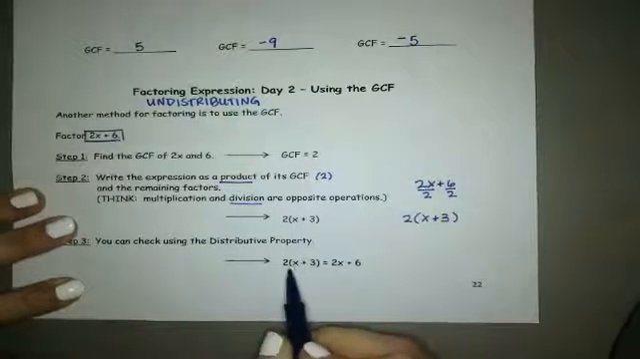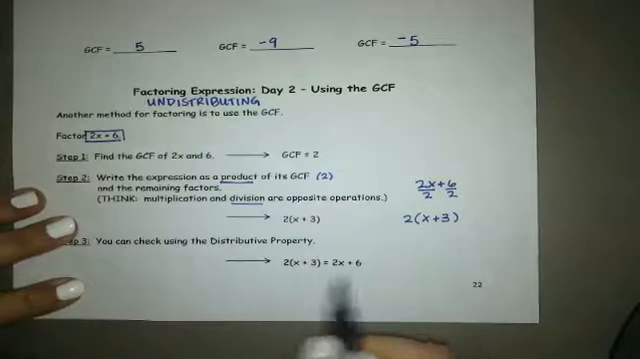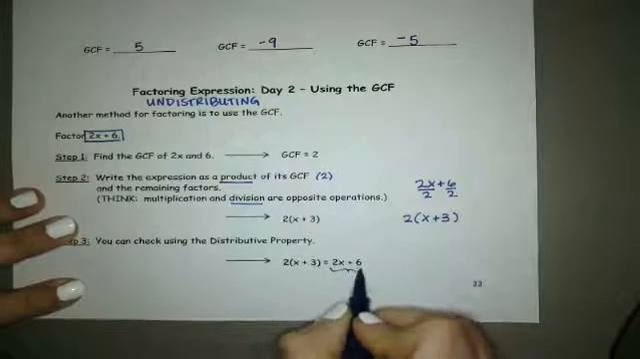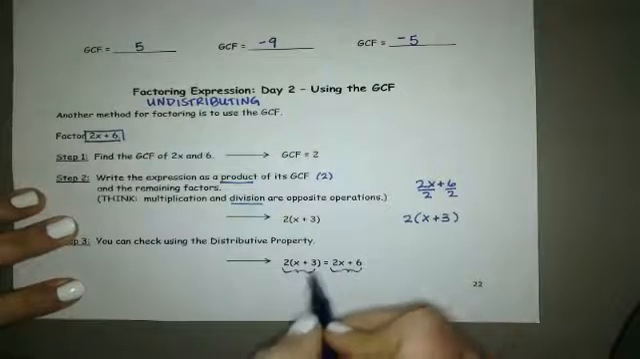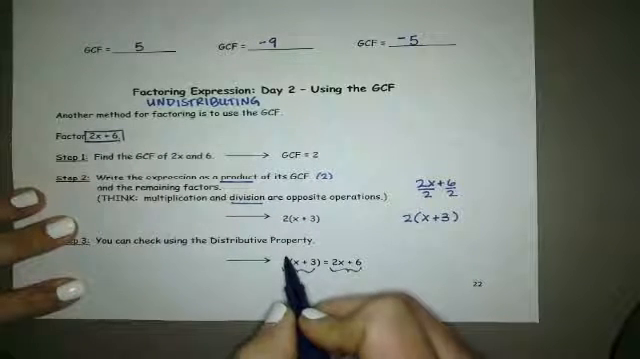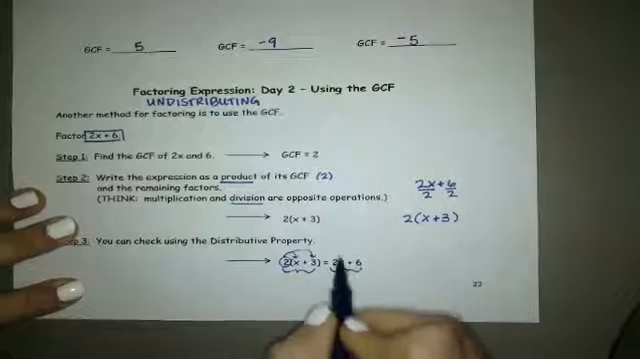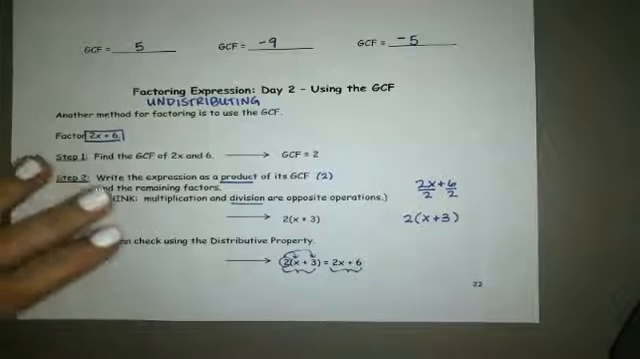This and this are equal. These are equivalent expressions. This was our original. This is our factored. If I want to make sure my factored form is correct, I could redistribute the 2 back in and make sure I go back to my original expression, which was 2x plus 6. And in this case, we do. All right, let's practice.